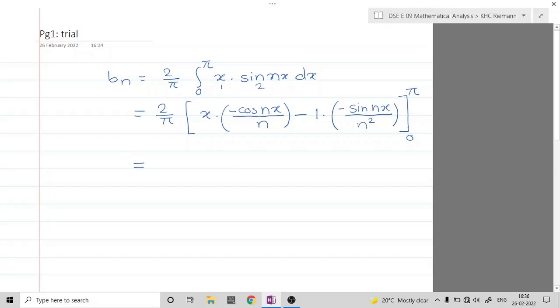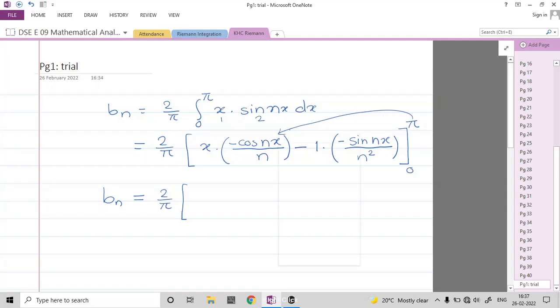Let us put up the values. We get bn, 2 by pi. When we put x is equal to pi, okay, sorry, small mistake here, integration from 0 to pi by 2. 0 to pi is whole interval. Now it is divided into two parts, 0 to pi by 2, f of x is x. For pi by 2 to pi, f of x is 0. So wrongly I have written pi here.